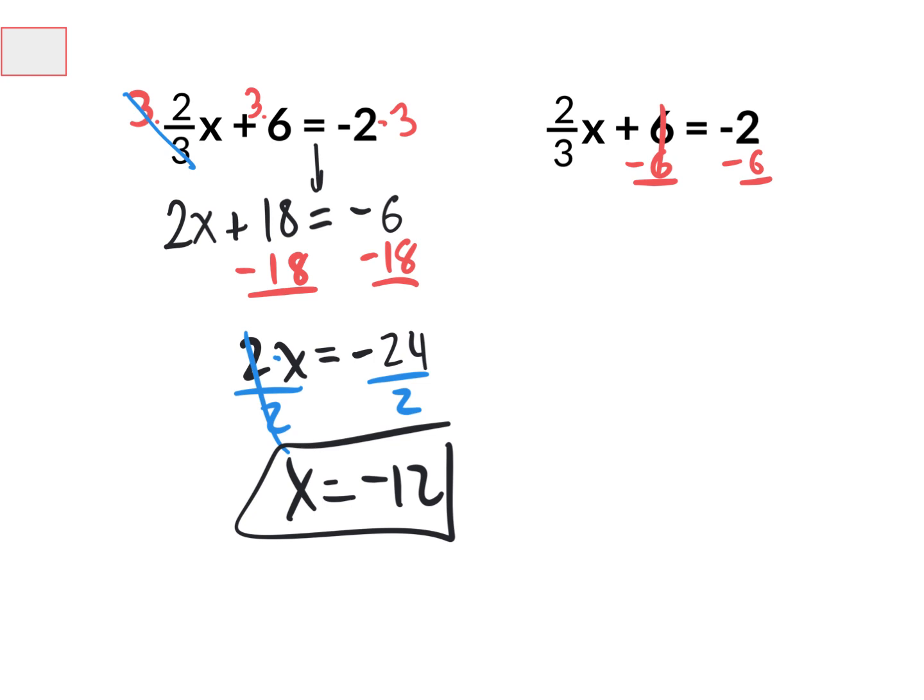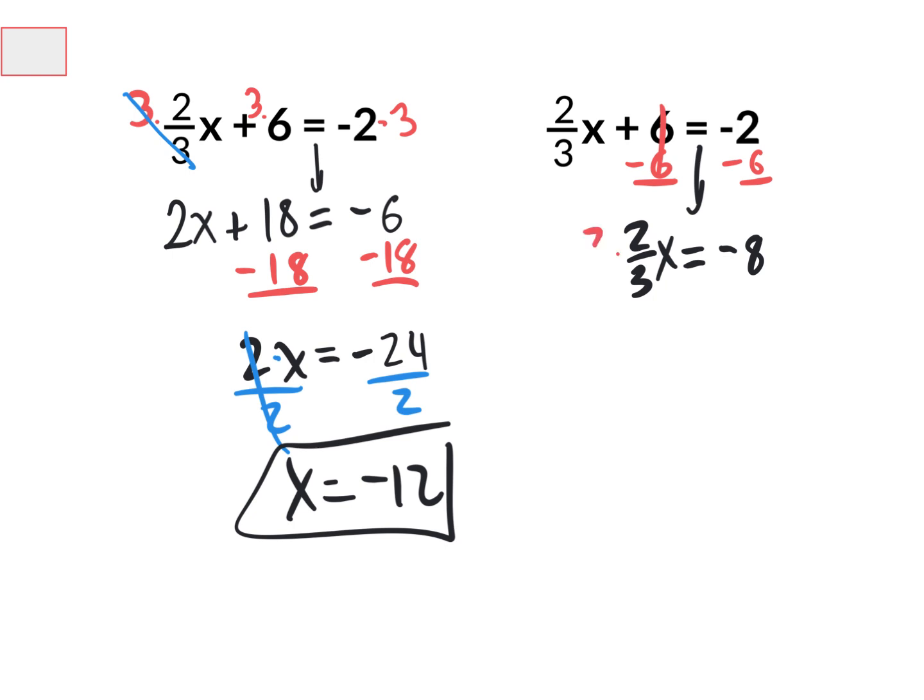So what you end up with, equal sign comes down. On the left side, you have the 2/3 x. And on the right side, you have -8, because -2 minus 6 is -8. So here's your new equation. It's smaller than the original. And now you can worry about getting rid of the fraction by multiplying both sides by 3.